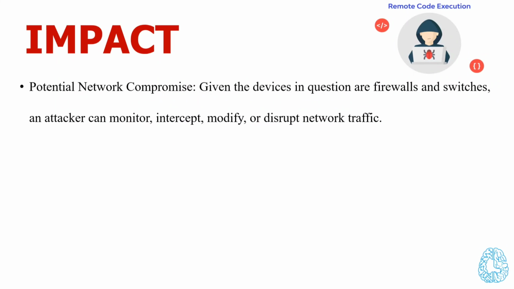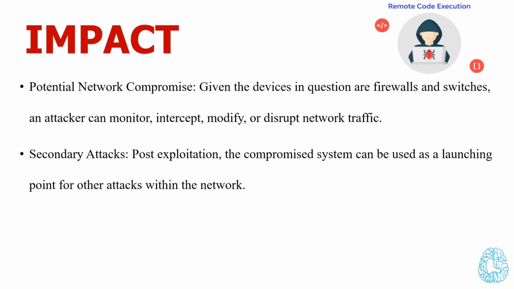Next impact is potential network compromise. The primary lines of defense, firewalls and switches, are vulnerable. So the attacker can manipulate the network traffic, and this can lead to the compromise of data and communication. Next impact is secondary attacks. Compromised systems can be a gateway for further attacks. So the attacker can leverage the initial breach to launch different additional attacks within the network.